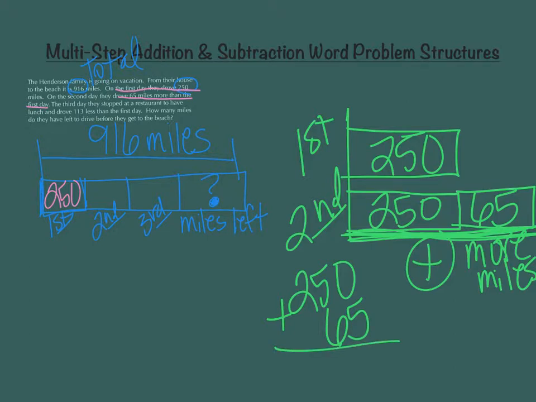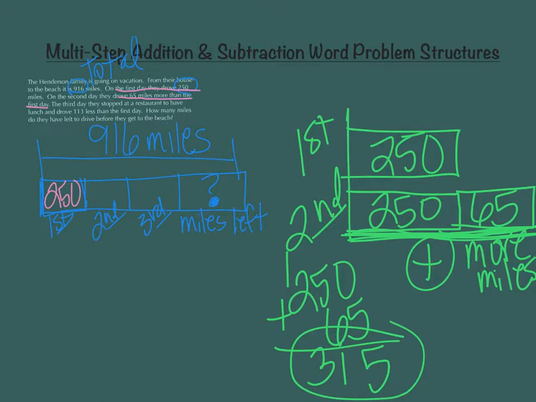What is 0 and 5? Good, 5. What is 5 and 6? Good, 11. Let's regroup that. 1 here, 1 there. What is 2 and 1? Excellent, 3. So what is my answer for the second day? Excellent. 315 miles.